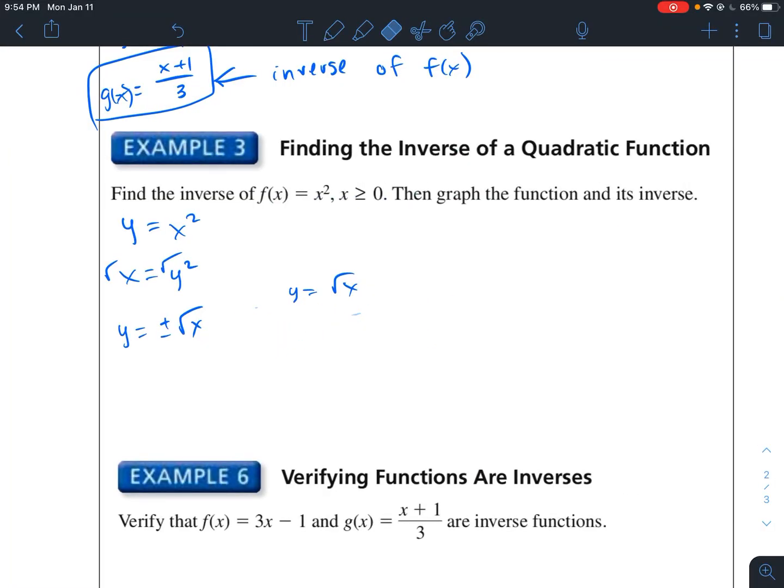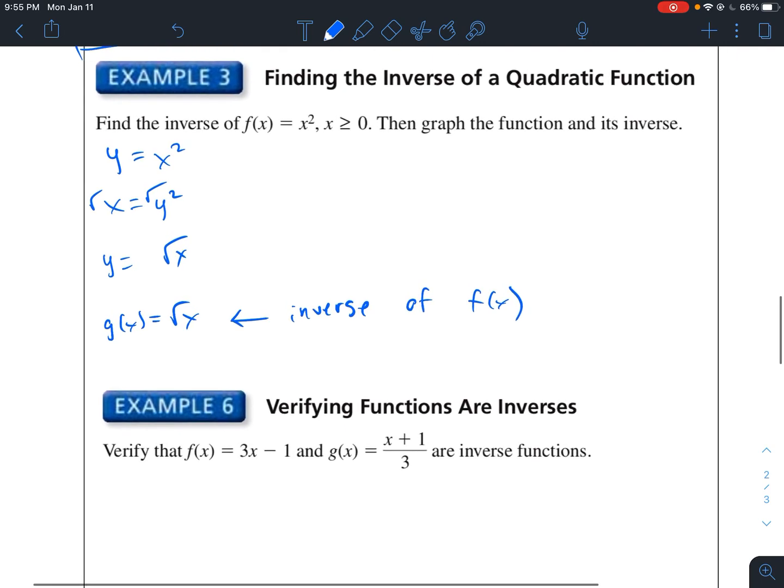So in this case, let's just ignore the plus or minus. But that's how you pretty much get a sideways parabola, is by doing that. Okay? So y is equal to the square root of x. So we're going to write this as g of x is equal to the square root of x. And this right here is the inverse of f of x. It is the inverse function. Okay.